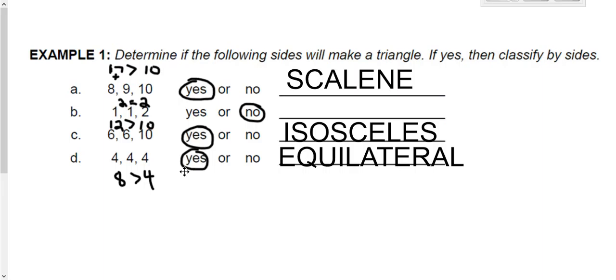But equilateral when they're all the same. Isosceles when two sides are the same. When they're all different, it's called scalene. Add up the two smaller ones, has to be bigger than the largest side. Not equal to, but bigger, greater than.